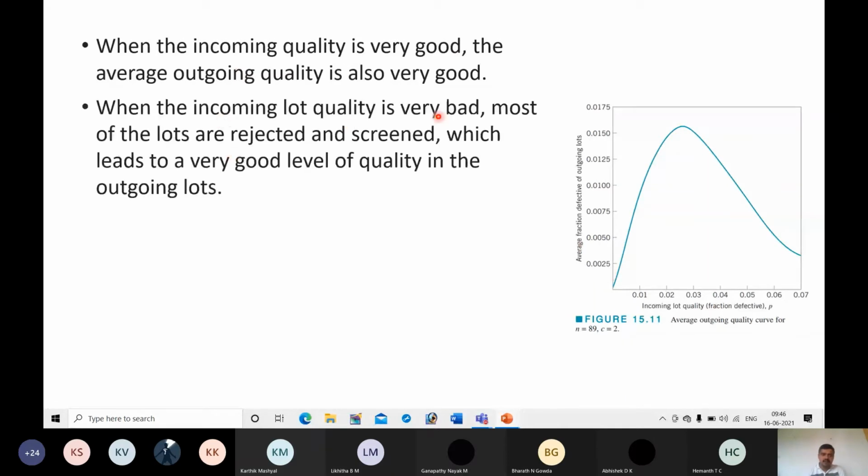When the incoming lot quality is very bad, like this, you have almost 4 to 7% defectives. When the incoming lot quality is very bad, most of the lots are rejected and screened, which leads to a very good quality level in the outgoing lots. That means if the number of defectives is higher, there is a greater possibility of rejecting those lots. When lots are rejected, they are subjected to rectifying sampling, in which they undergo 100% inspection. That is nothing but screening, where we replace these defectives with good quality units.